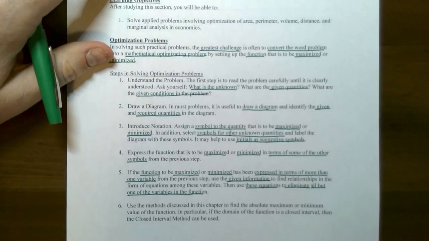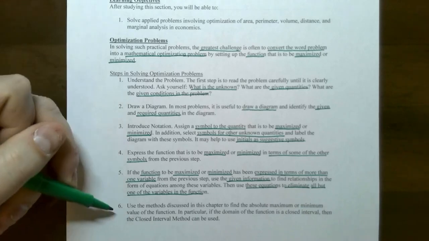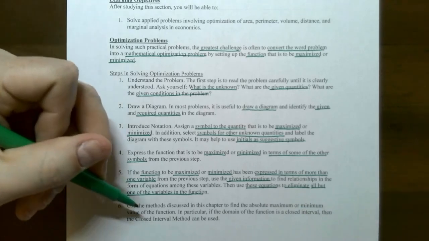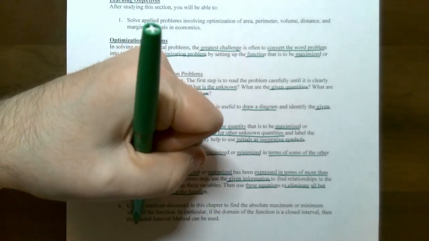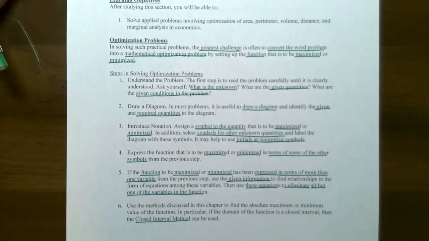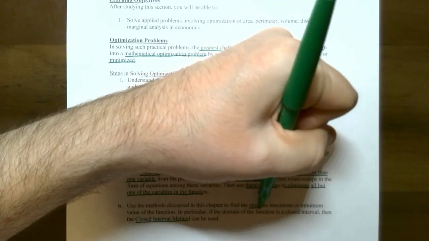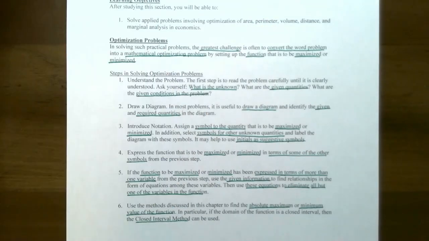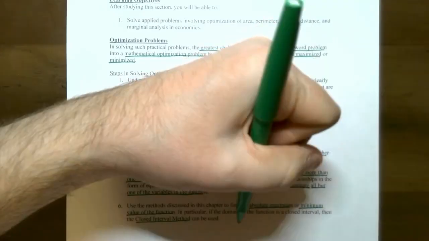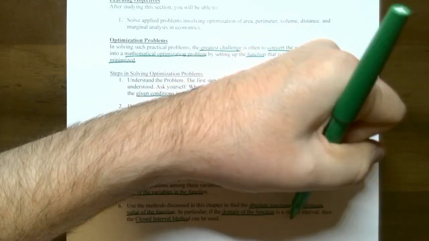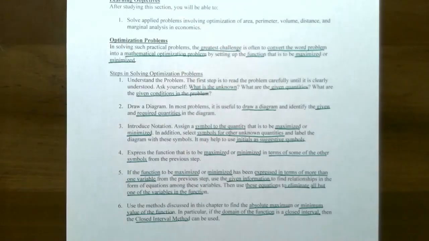And then we'll get to the calculus step, which is the last step. Use methods discussed in this chapter. What that means is you can use the closed interval method to find the absolute maximum and absolute minimum value of the function. And keep in mind, the function needs to be defined on a closed interval, and the function must be continuous, to use the closed interval method or the extreme value theorem.